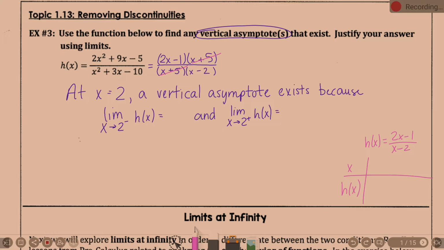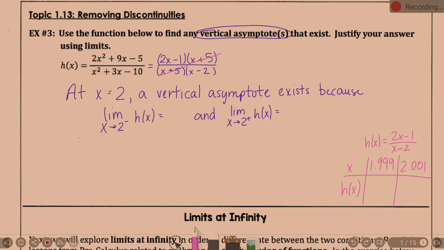Okay. Now, so x values. We don't want to use 2. That gives you a denominator of 0. We've got to think left and right. So as we think left, something like 1.999, however many nines. As we think right, 2.001, some kind of 2 point, some zeros, and a 1.